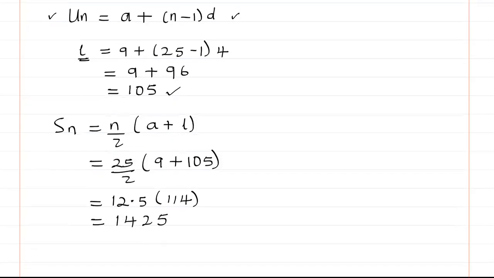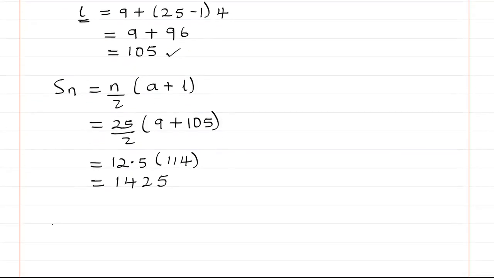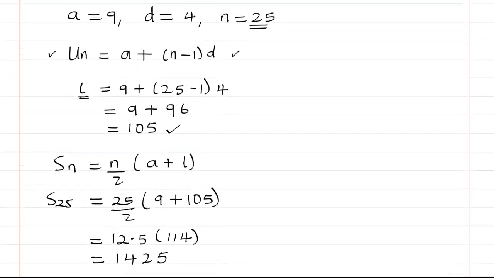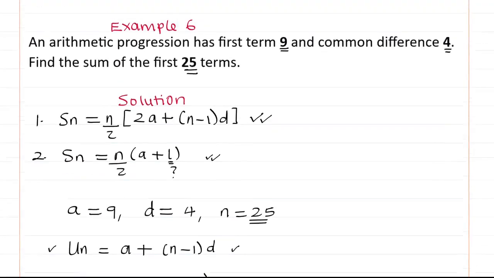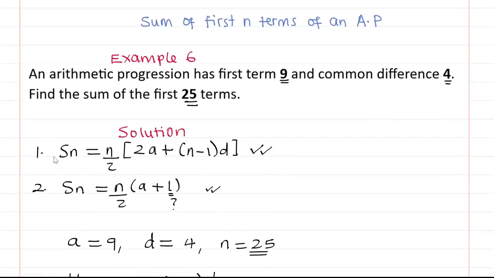So the sum of the first 25 terms becomes 1425. So this is the answer using the second formula. If you try to solve it using the first formula, you should be in a position to get the same answer.